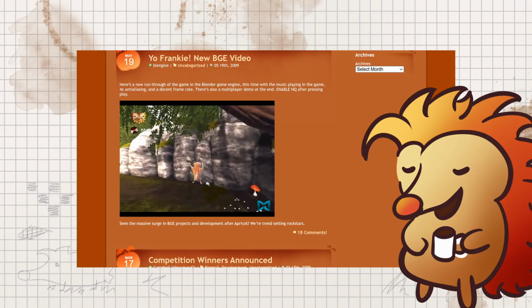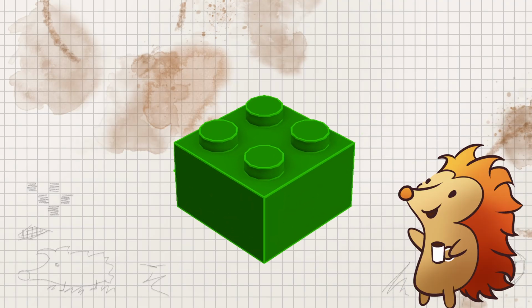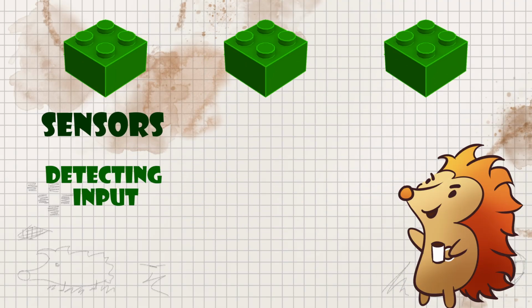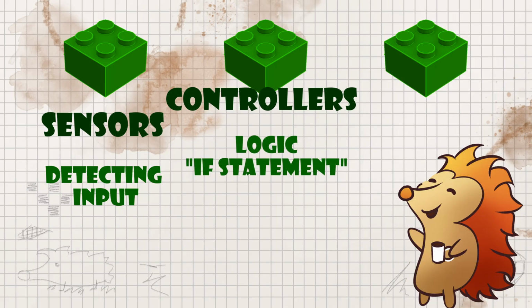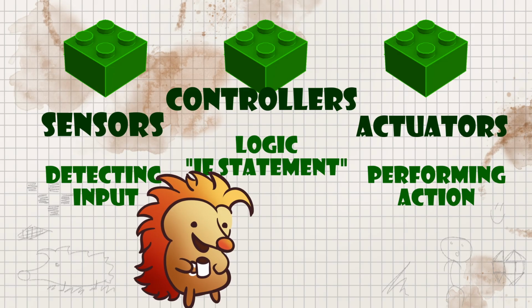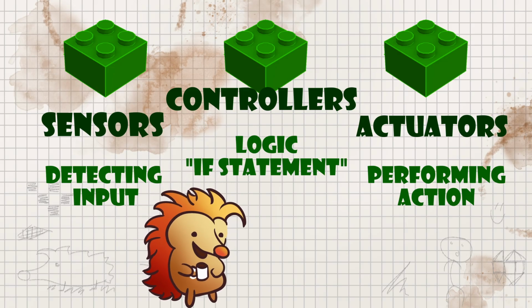And the best part about making games in Blender, you didn't even have to write a single line of code. Blender used something called logic bricks, little building blocks divided into three types. Sensors, used to detect things, like a key press. Controllers, deciding what to do with that input. And the actuators, performing the action, like, you know, moving an object or printing a message.